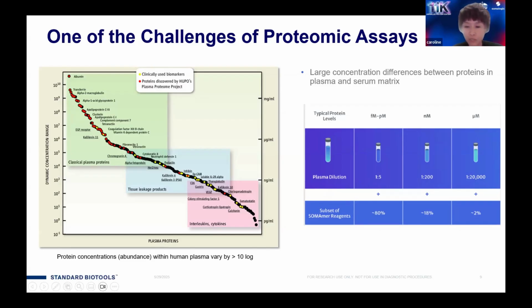these different dilution bins. So 80% of our SomaMer reagents are targeting the low abundant proteins in the femtomolar to picomolar range, and then 18% of our SomaMer reagents are targeting the mid-range expressing proteins in the nanomolar range, and 2% of these SomaMer reagents are targeting the highly abundant targets in the micromolar range. And through this optimized dilution protocol, we are able to capture these 10 logs of dynamic range of protein concentration within human plasma and serum.